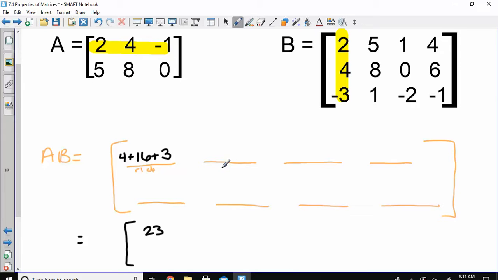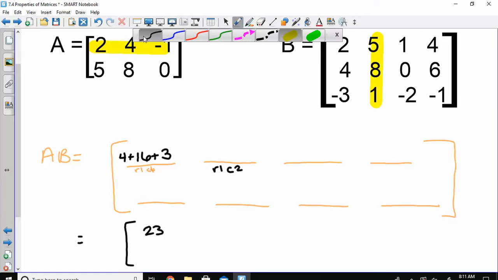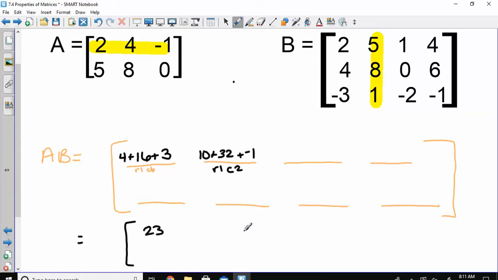So I'm moving along. This is still row 1, but it would be column 2. So you will take row 1 times column 2. When we do that, we do 2 times 5, which gives us 10, 4 times 8, which gives us 32, negative 1 times 1, which is negative 1. Add those together, and we get 41.